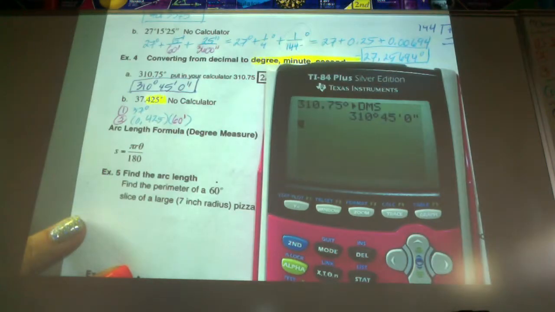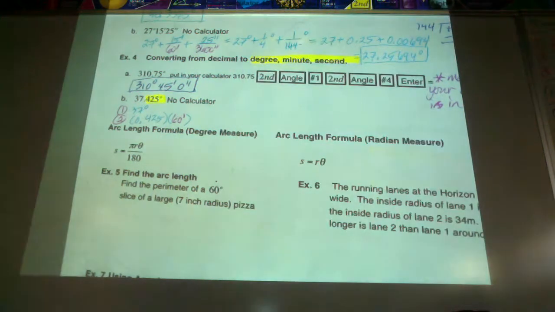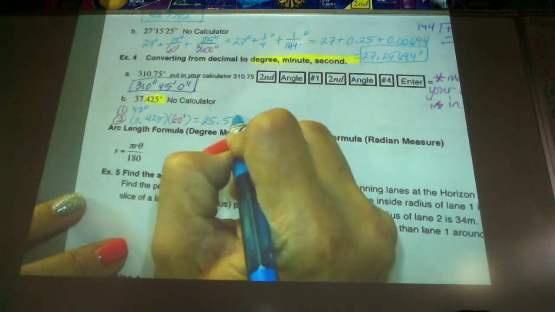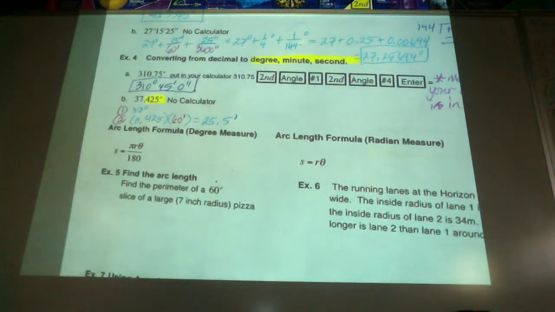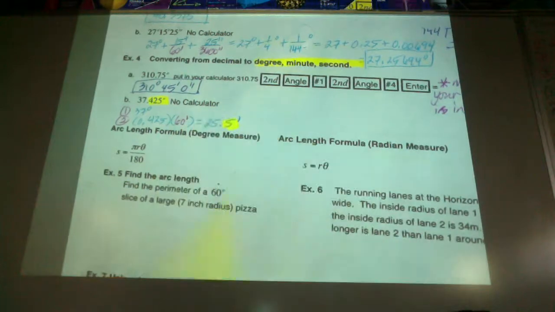We're going to use our calculator just for speed's sake today. 0.425 times 60. We get 25.5. We don't want a decimal, but we're going to go ahead and keep that for right now. So I get 25.5, and that's in minutes. Well, I don't want the decimal portion of it. I only want the 25 portion of it.